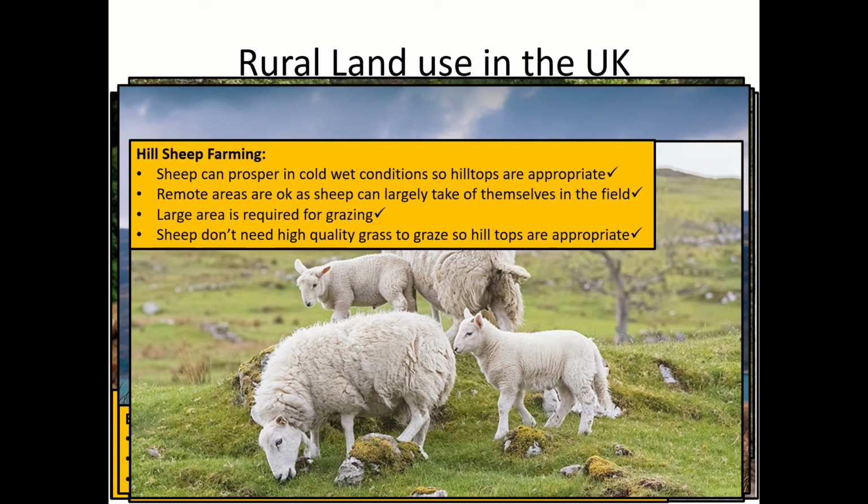So hilltops are appropriate. On hilltops you tend to find the soil quality is poor, and therefore the plant life that grows in that soil has a lower nutritional value. So hilltops are good because sheep can survive on the poor quality grass that grows there.